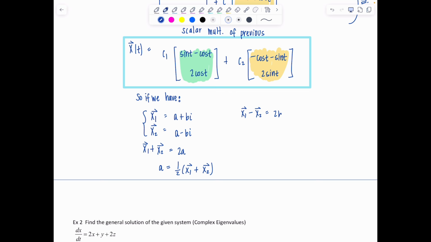Good. And then if I divide by 2i, I have another solution b, right? Which is (x1 minus x2) over 2i. So I can always extract real-valued solutions and write my answer in the real-valued matrix space, to match the fact that the coefficients of the original system were all real. Is that good?